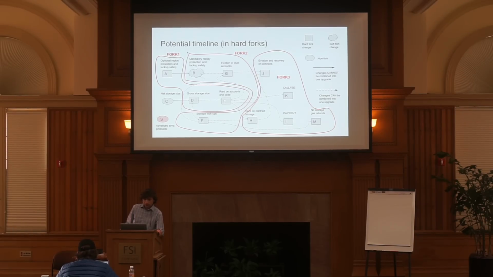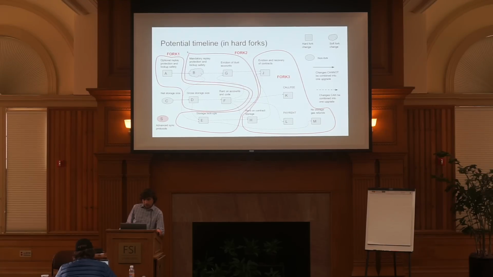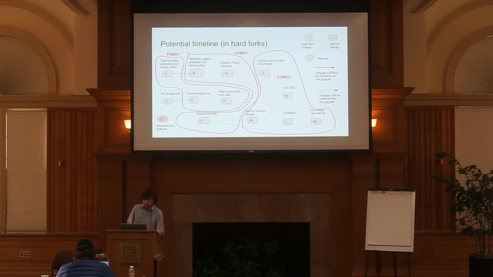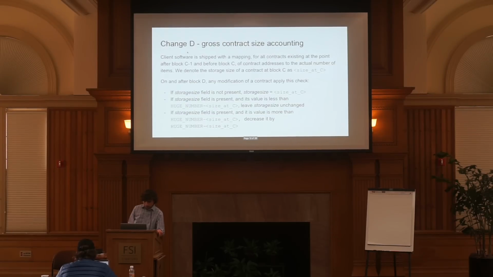Because B can now only happen after A, A will be in the first fork and B together with E is in the second fork. But then the second fork gives you both storage lockups and a dust account eviction, so it becomes more impactful. So what other things did I change here?